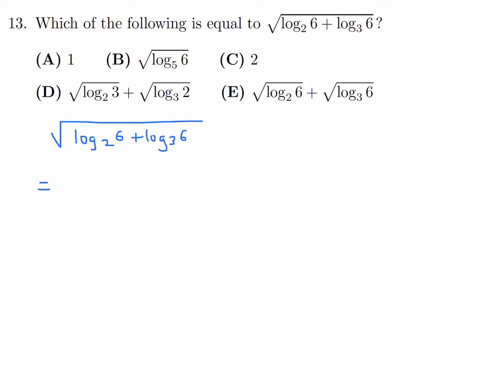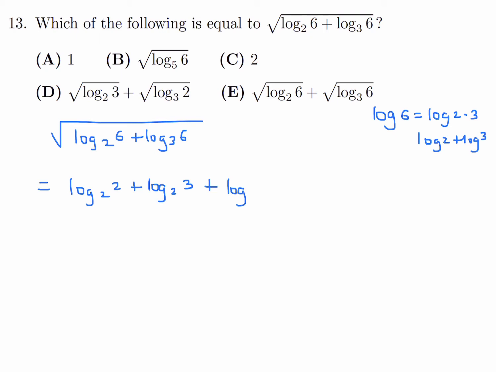Using log rules, the log of 6 can be broken up, since it's the log of 2 times 3. It can be written as the log of 2 plus the log of 3 to any base. So that's going to be the log of 2 to the base 2 plus the log of 3 to the base 2, like that. And then very similarly, the log of 6 to the base 3 can be broken up into the log of 2 to the base 3 plus the log of 3 to the base 3, all under the square root sign. Okay, well, this guy is just 1, and this is just 1.